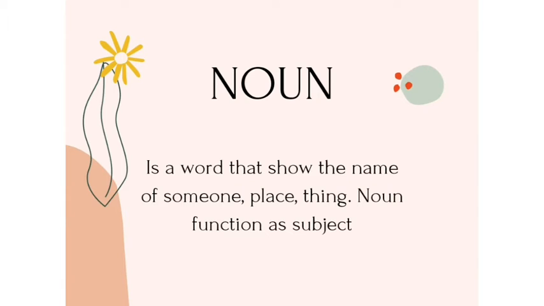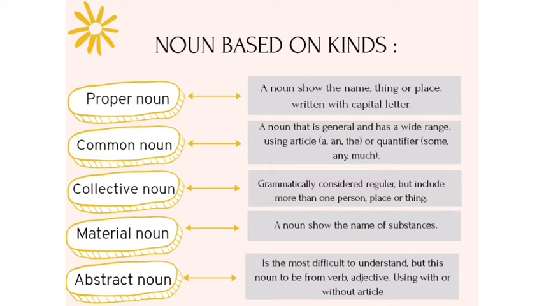Okay, first, noun. Noun is a word that shows the name of someone, place, or things. Noun functions as subject. Noun based on kinds. First, proper nouns. Proper nouns, a noun showing the name of a person, thing, or place, written with a capital letter. Commonly found in narrative, biography, autobiography, reports, or advertisement.